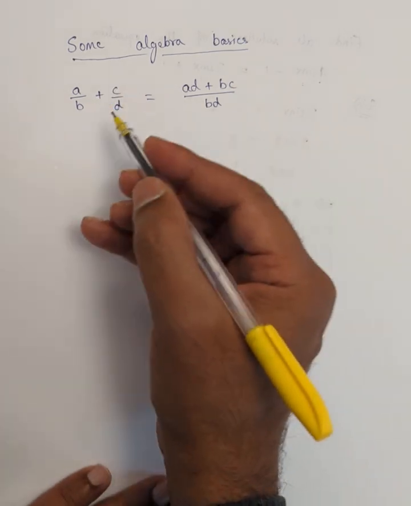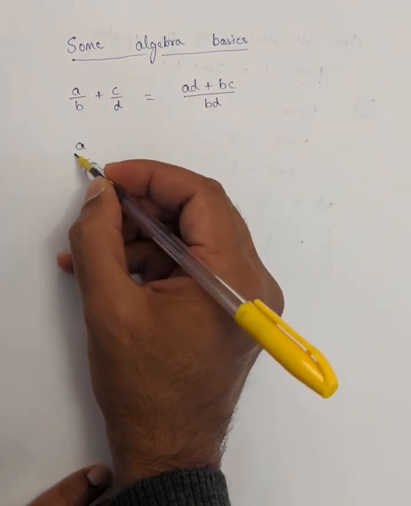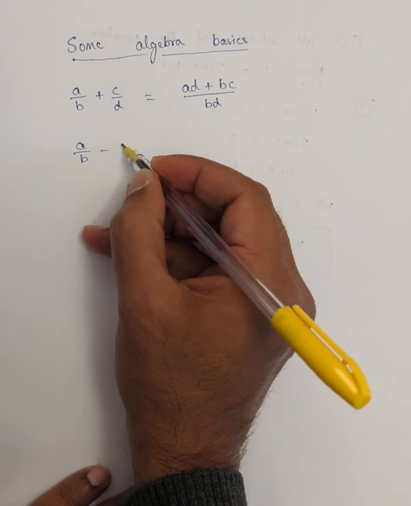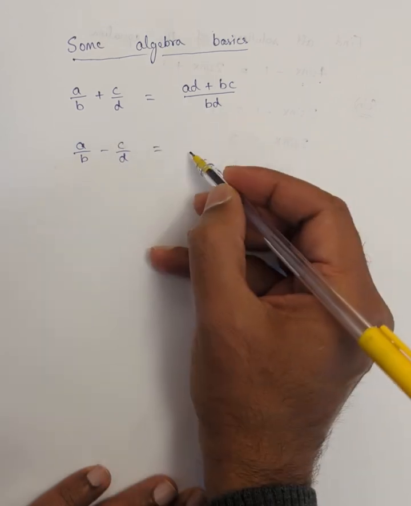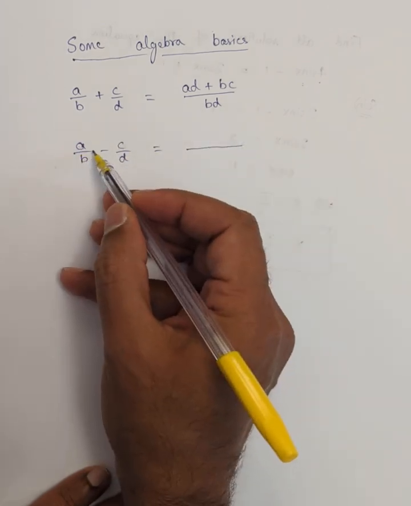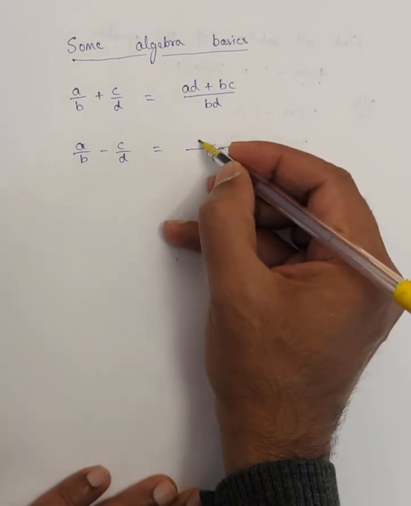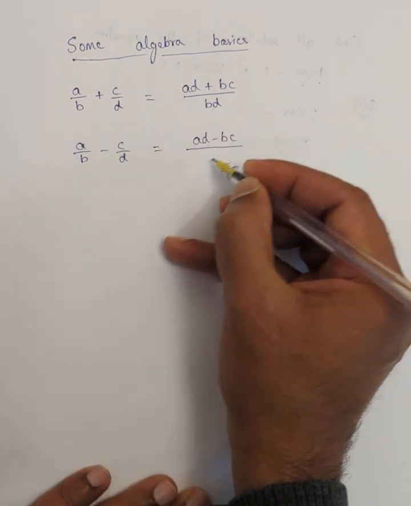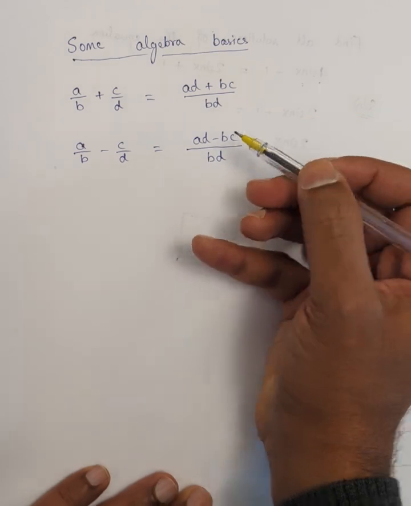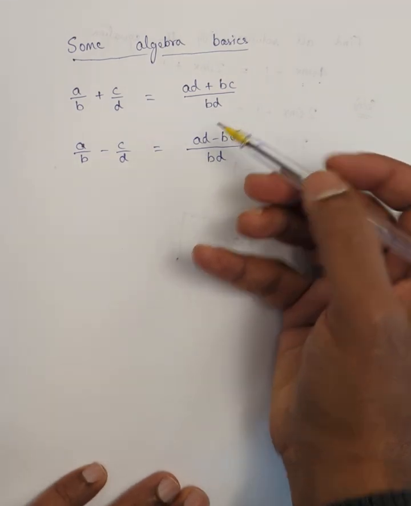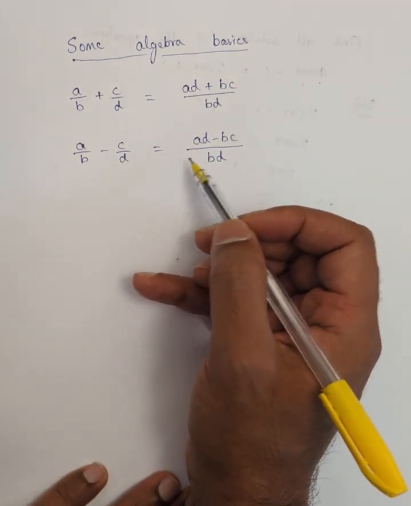Now that's what we have done for plus. And even if it is subtraction, a over b minus c over d, I could do the same. AD, now this time it will be minus BC. So AD minus BC over BD. Now you could take common denominator, but I think this is much faster.